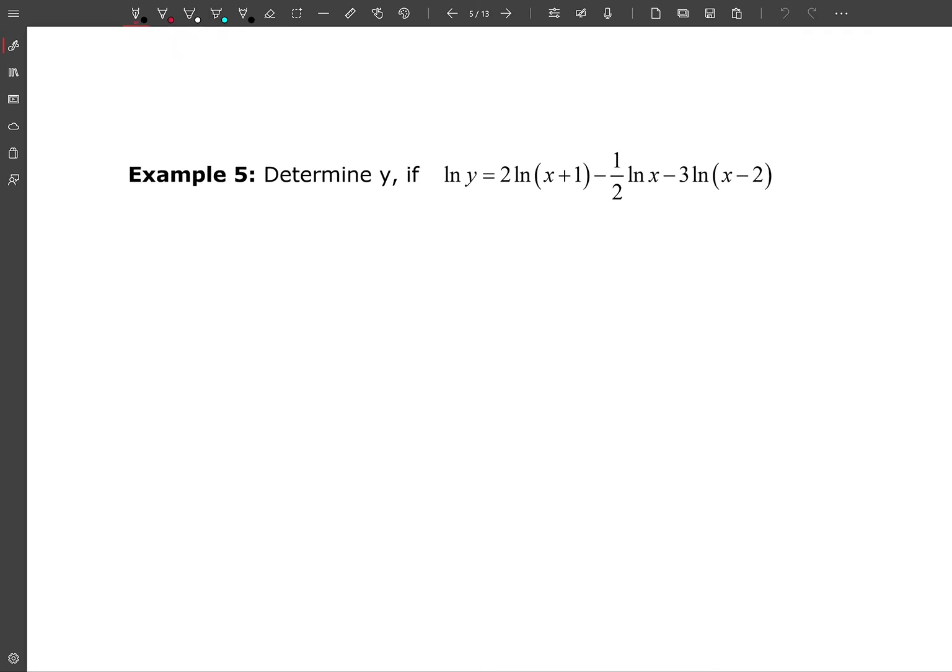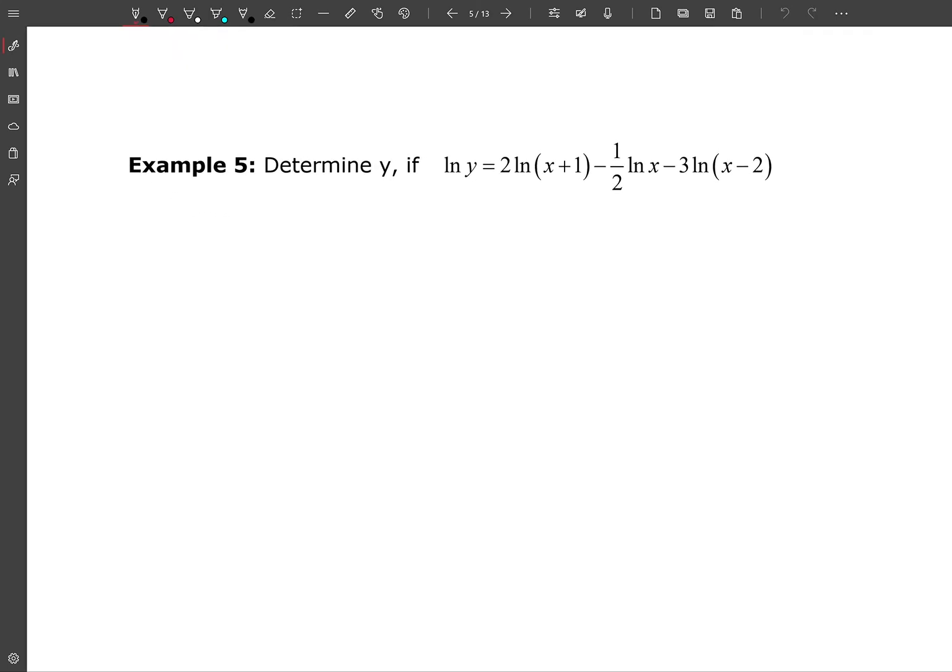So determine y if natural log of y is equal to 2 times the natural log of x plus 1 minus 1/2 the natural log of x minus 3 the natural log of x minus 2. Whew. Okay, so honestly, I'm just going to be playing around with this using log laws.